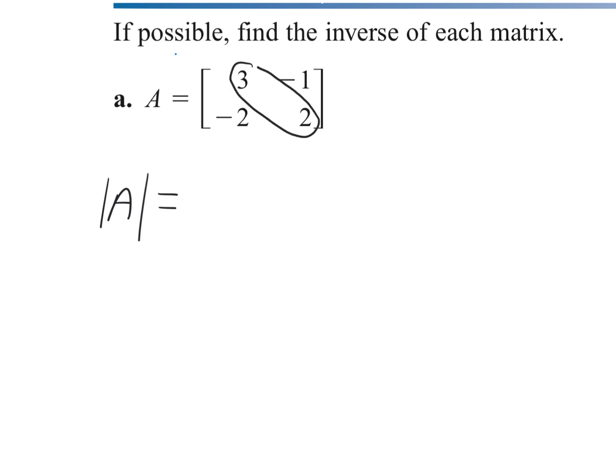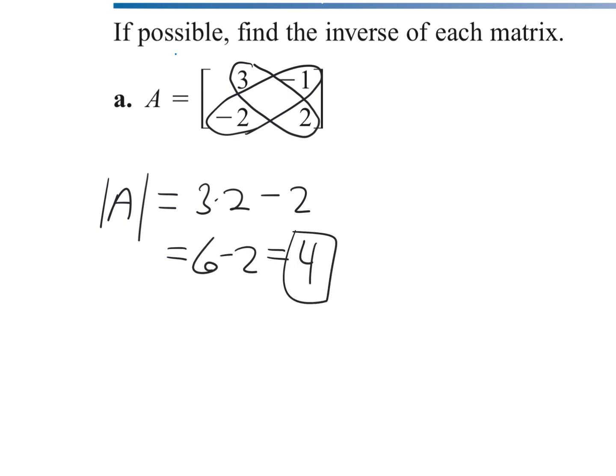Good, right? So we're going to do this, 3 times 2 minus negative 2 times negative 1, so 2. So this is 6 minus 2, so 4. So our determinant is 4. All right, that's going to help us in a bit.